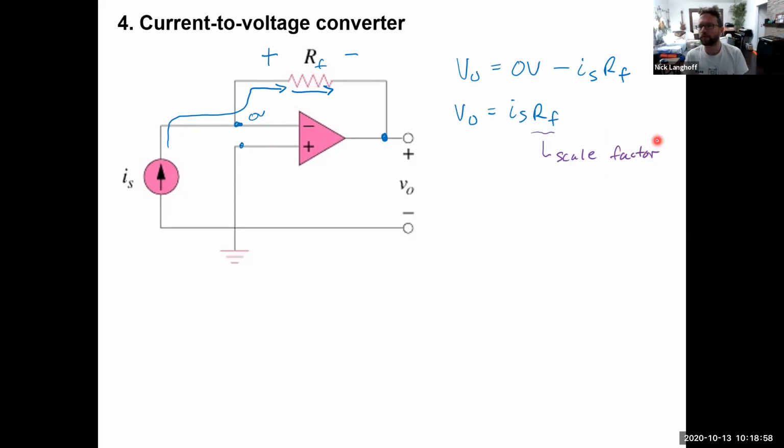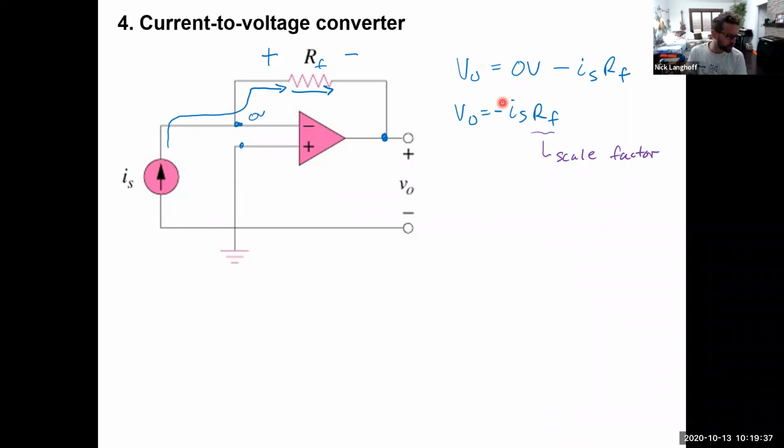Sometimes this is useful if you have a sensor that has an output current of, say, 1 milliamp per degree Kelvin, if it was a temperature sensor or something like that. And then you wanted to turn that into 1 volt per degree Kelvin. You could set RF equal to 1 kilo ohm, and 1 milliamp times 1 kilo ohm would give you 1 volt. Oh, I forgot the negative sign on here. So Vout is equal to negative IS times RF.